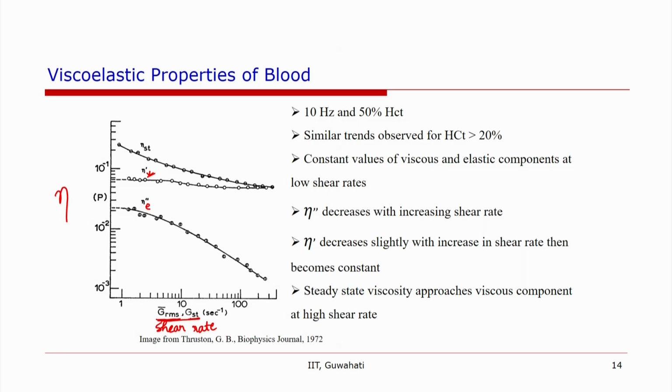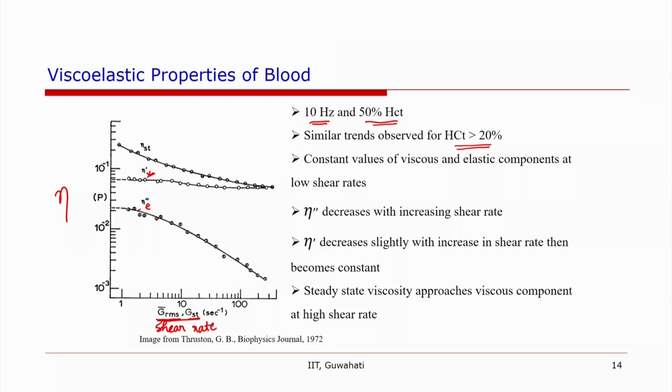These measurements were done at a frequency of 10 Hertz and for 50% hematocrit value, but it has been suggested that similar trends are observed for hematocrit values, or the RBC fraction, of more than 20%. So, what you can see from this graph is that at low values of shear, about 2 per second, the complex viscosity, both the elastic component and the viscous component, are almost independent of shear, at a very low shear rate, about 2 per second or about 1 per second.